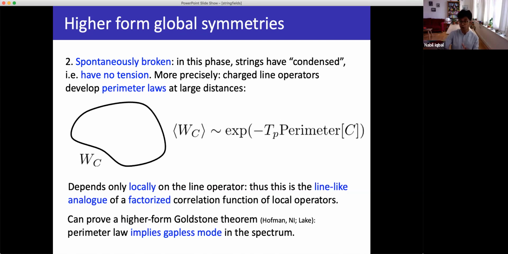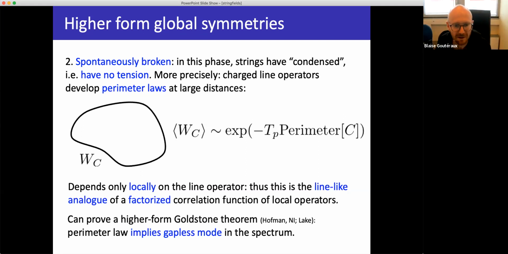So I'm calling this the spontaneously broken phase. In fact, you can show, Diego Hoffman and I, and also Ethan Lake, have proven that there is a higher form Goldstone theorem, which means that if you have such a behavior for this line operator, there is a gapless mode in the spectrum. And I'll come back to this in a few slides from a slightly different point of view, but you can show that it really does deserve the name.